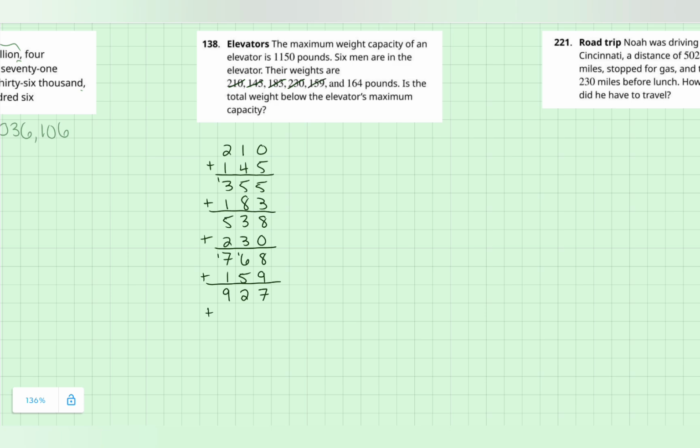And adding the last person at 164 pounds. 7 plus 4 gives us 11. Carry the 1. 1 plus 2 plus 6 gives us 9. 9 plus 1 gives us 10.